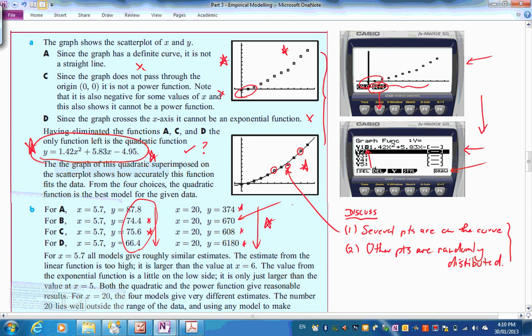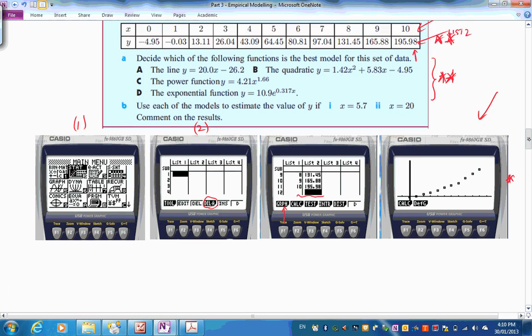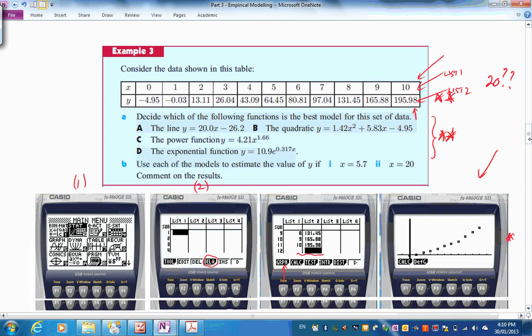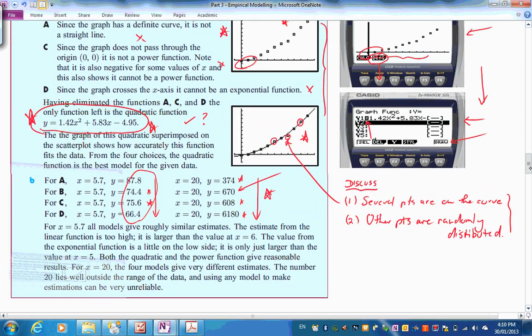And the difficulty with it is, though, the number 20 for X lies well outside the data range, doesn't it? We only went up to 10. 20 is way out here. We'd have to question whether 20 is a good estimation. Why? Well, I don't know. What's the book say here? It says that you shouldn't give an estimate too far off the end of the data set on either end.